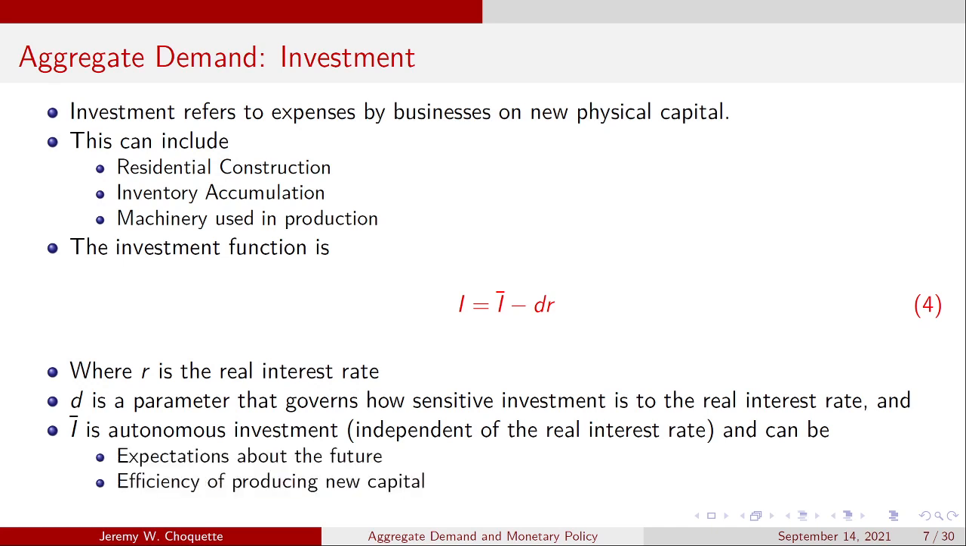It can be expectations about the future, efficiency of producing new capital, government regulations and taxes, right? Any of these things will be changing investment.